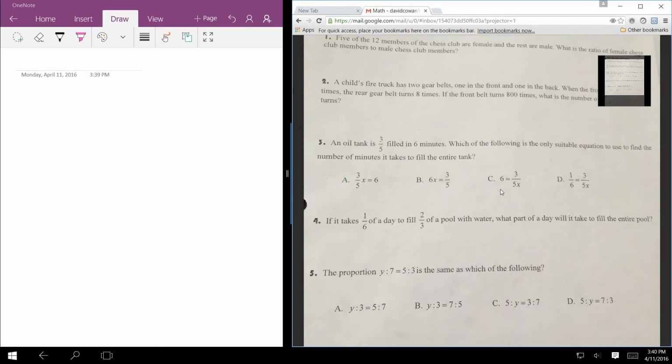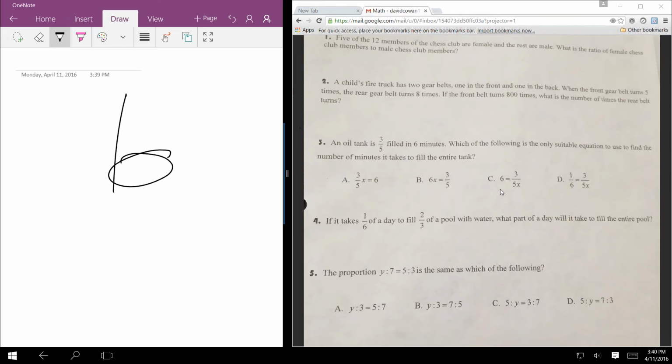Number 3. You have an oil tank. Well, I'll draw it as a right cylinder, even though it didn't tell us that. But it's 3/5 filled in 6 minutes. What's the only suitable equation to use to find the number of minutes it takes to fill the entire tank?